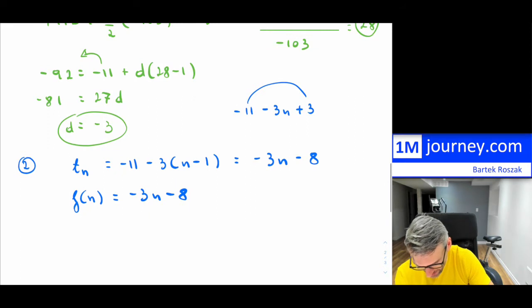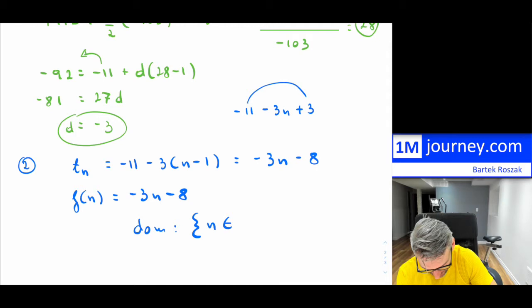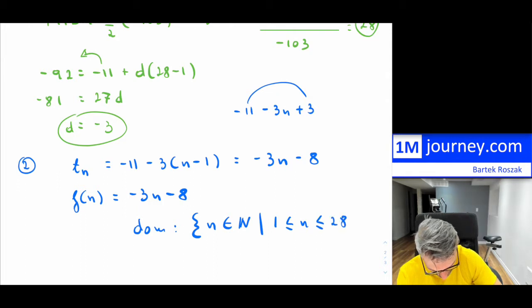Now the domain. So basically the domain, n, well, it's an integer, a natural number, right? So that's what we have there. Now it does actually end, so I have to be careful here. And so it's n, a natural number, and it goes from 1 and ends at 28 because we have 28 terms. All right, so that's your domain.